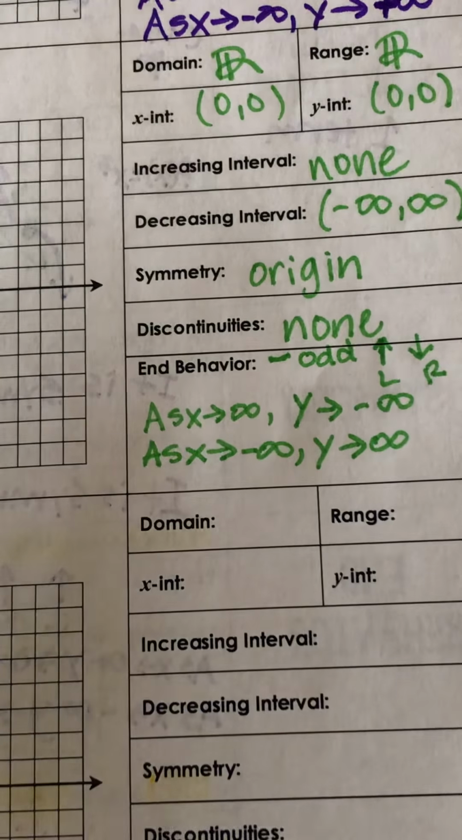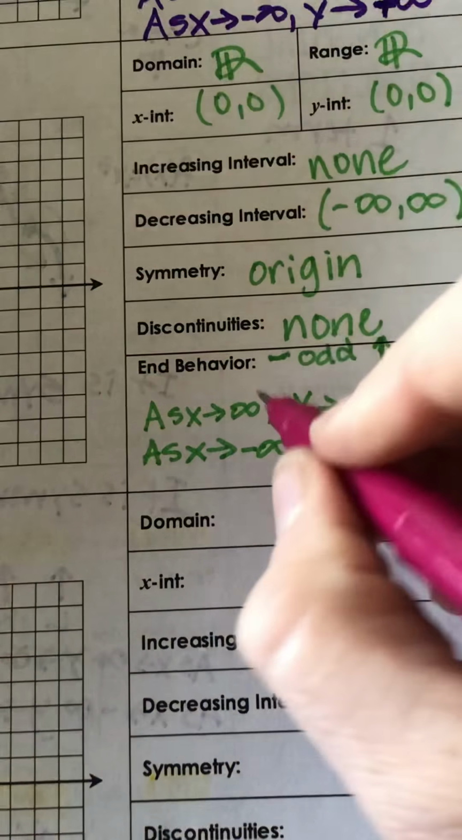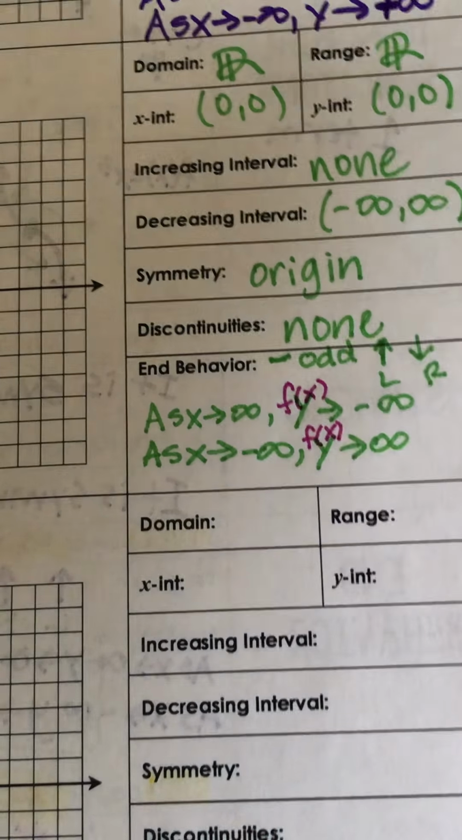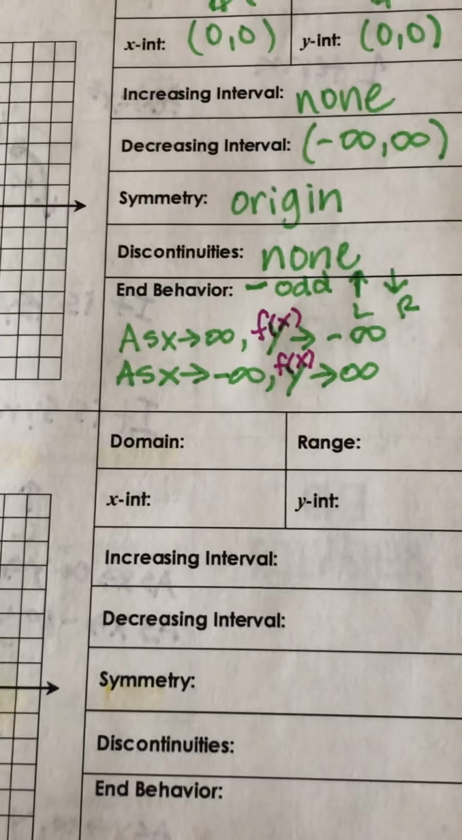All right, oh, and then I always forget, but these really should technically all be f of x's. As we move on in math, we really use function notation pretty much from here on out. Okay, but as long as you understand that, it's all good.